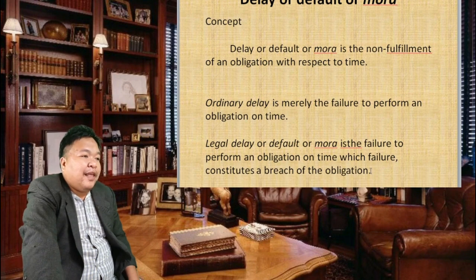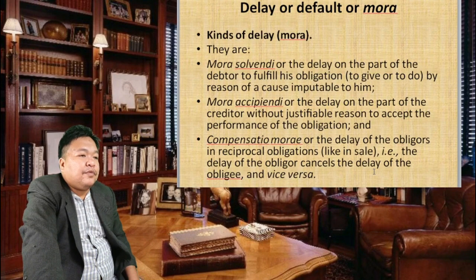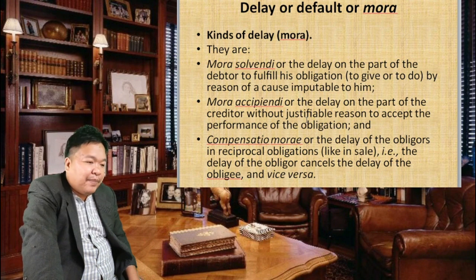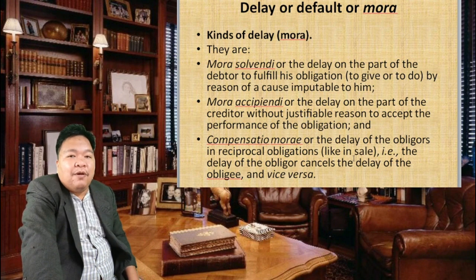Okay? Next. Okay. So there are three kinds of delay. The first kind is mora solvendi, mora accipiendi, and compensatio morae. So isa-isahin natin guys.